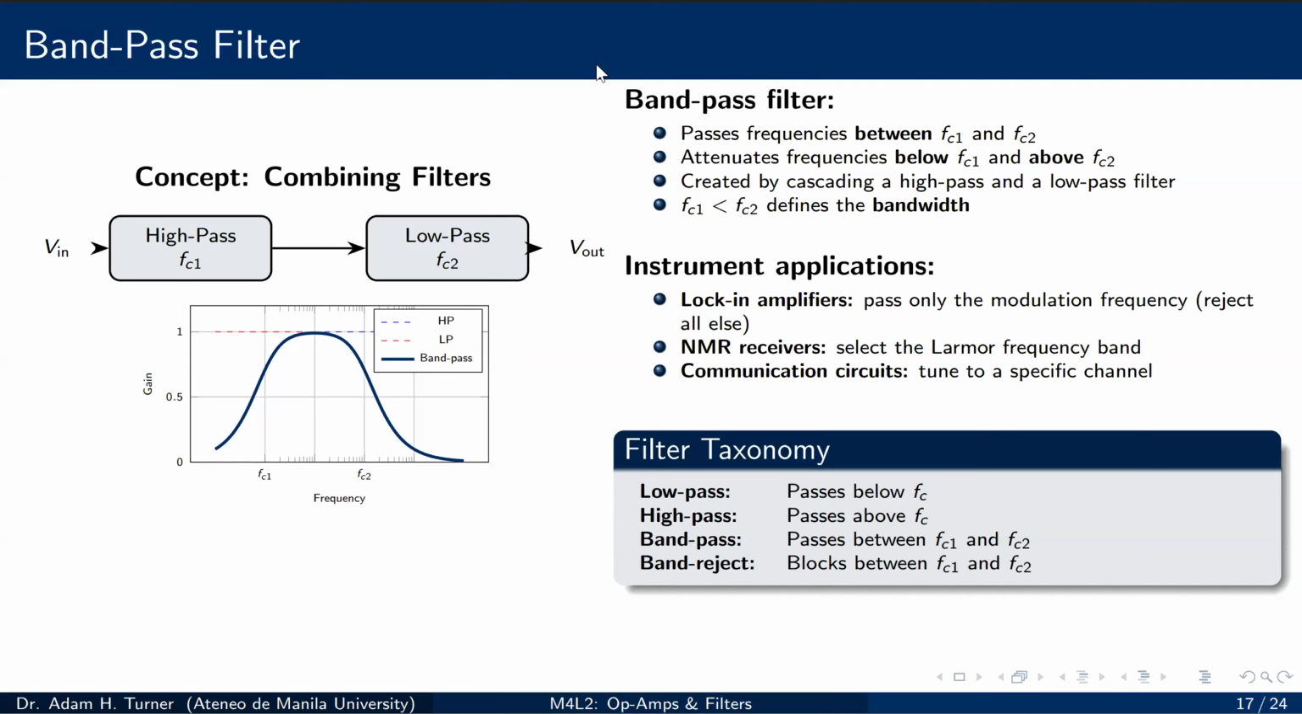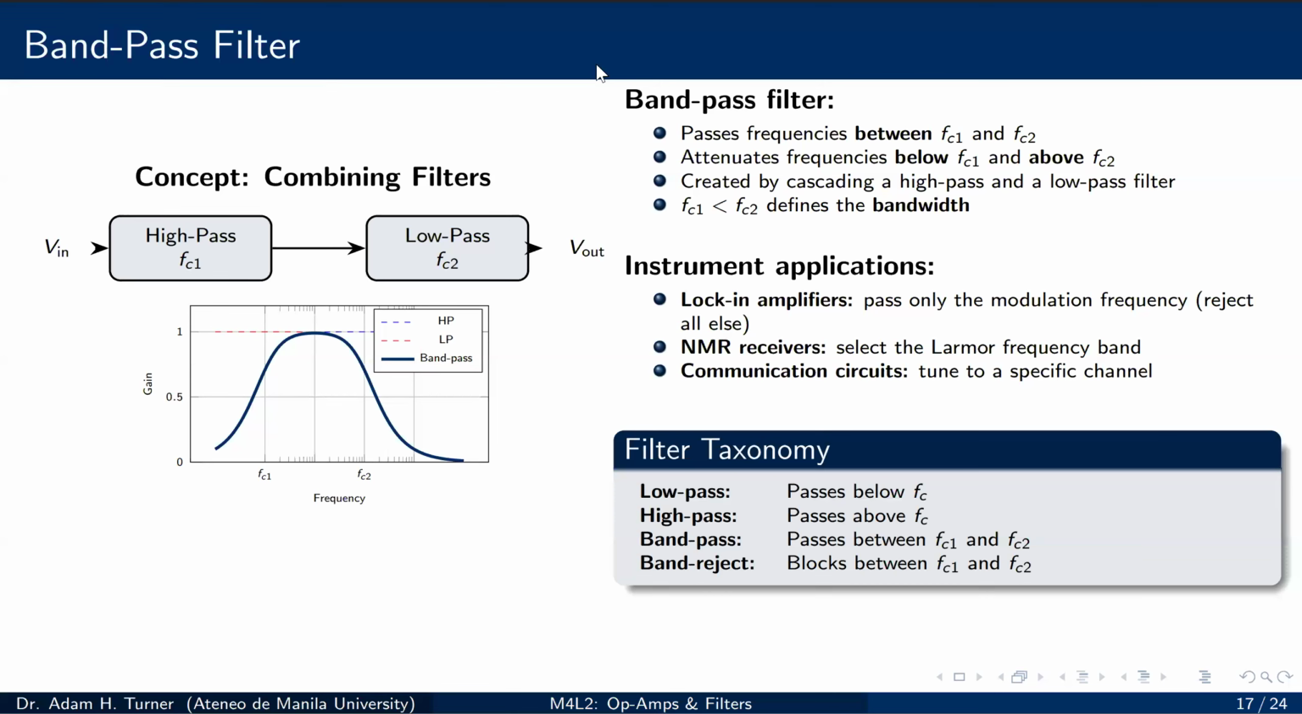Look at the plot on the left. The dashed blue line is the high pass response. The dashed red line is the low pass. The solid blue curve is their product, the combined band pass response. It peaks in the middle and falls off on both sides.